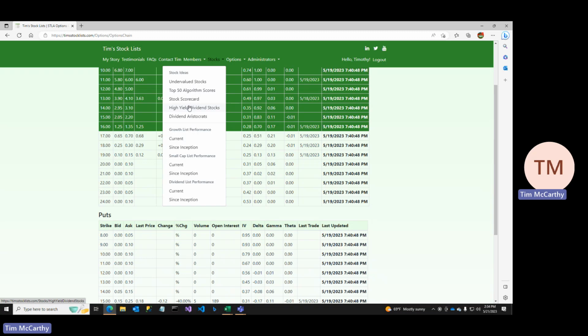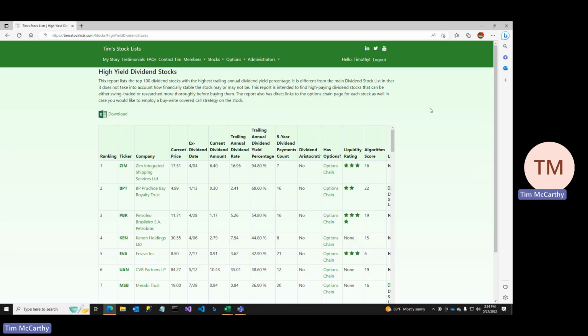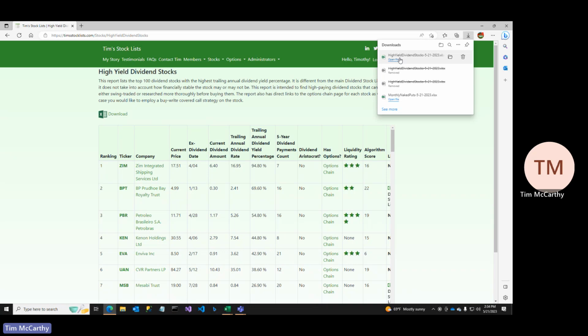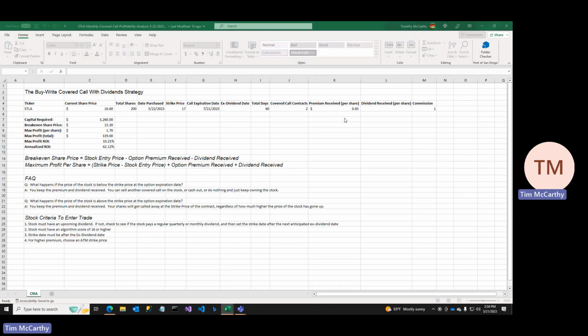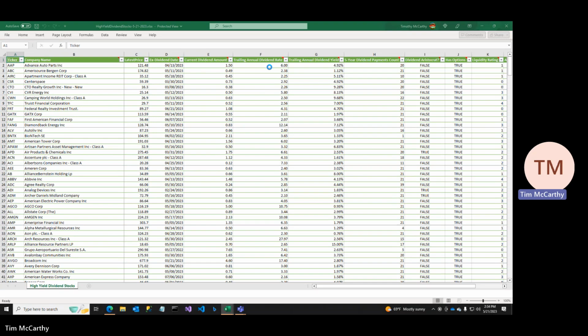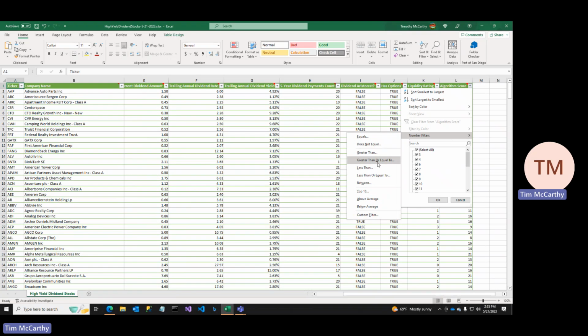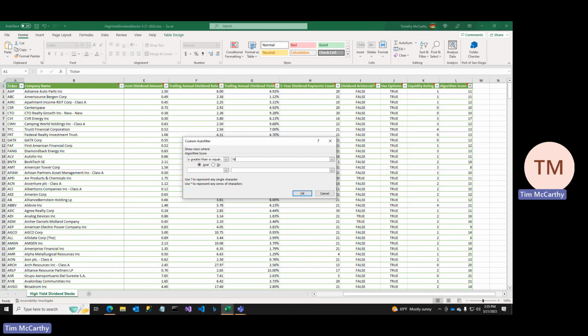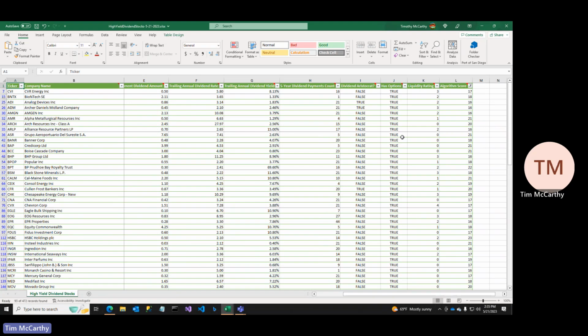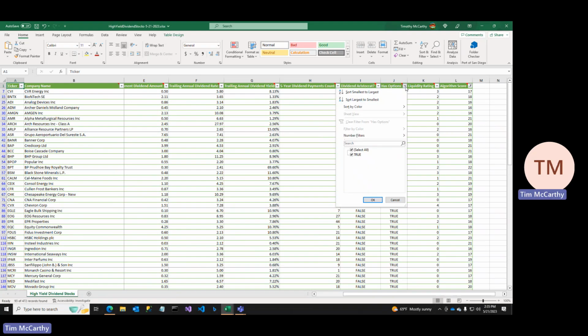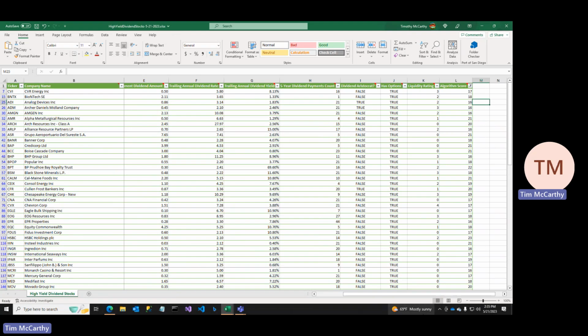So what I did was go back to the high yield dividend stocks list, and this lists the top 100. But a little trick is if you click the download button, you're going to get all of them. That's what I did here, and I'm going to put some parameters on. The typical parameter I like is the algorithm has to be greater than or equal to 16. That'll whittle quite a bit down. Has options: I don't need to put a filter because all of these have options.